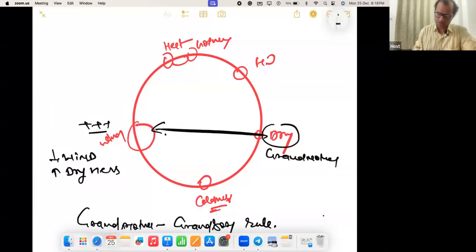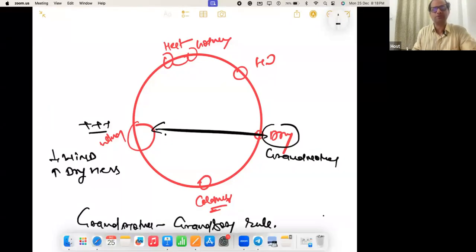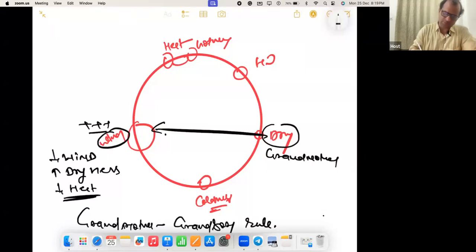So this is called the grandmother-grandson rule. Okay. Again, I told you to sedate the heat also. So we can also sedate the heat here because it's creating the red rashes. So we are sedating the wind and we are sedating the heat, and we are tonifying the dryness.